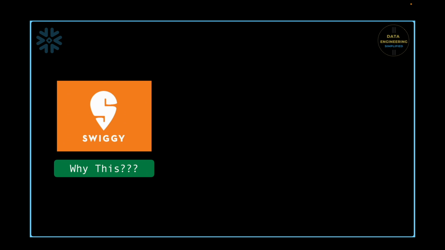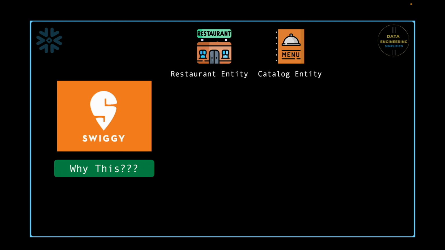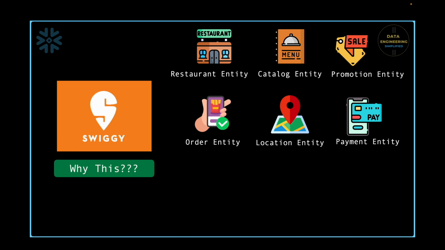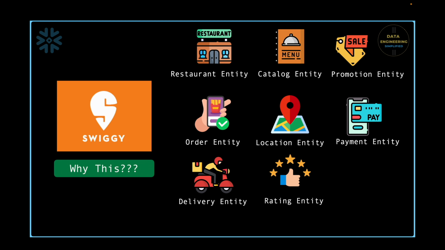Any food aggregator app will have a restaurant entity that will have a catalog or a menu to serve the food. It will be clubbed with some discounts and promotions. There will be orders, delivery locations, and payment activities. And then a delivery executive will deliver the food and finally a rating for the service.